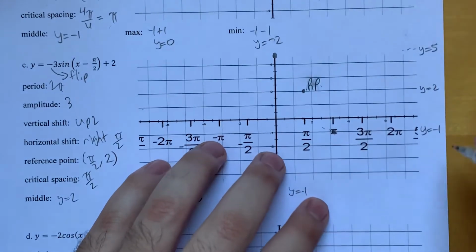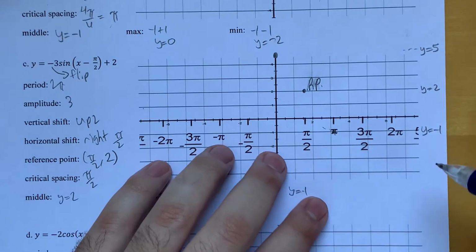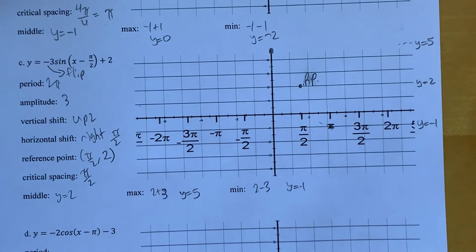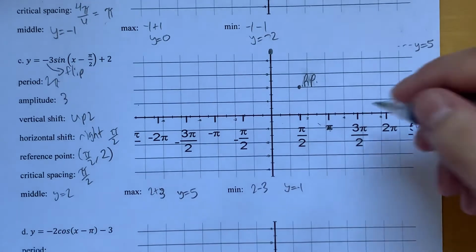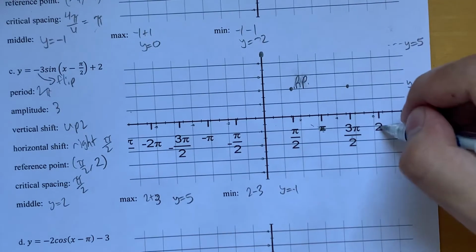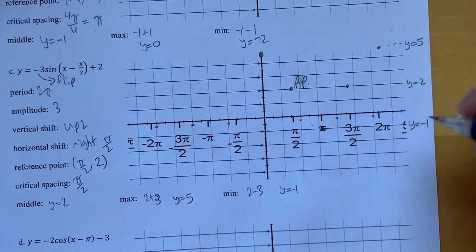Now, is this always true? I mean, the last two were true, and I can't remember if the first one was true, but this isn't always the case. In the next problem, you're going to see why. So 3 pi over 2 goes up to 2. 2 pi is going to go up to 5. There we go.